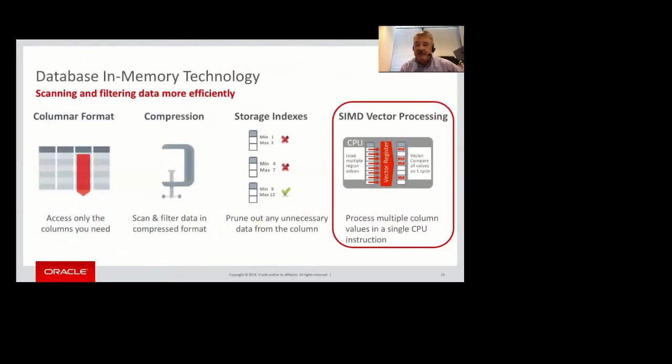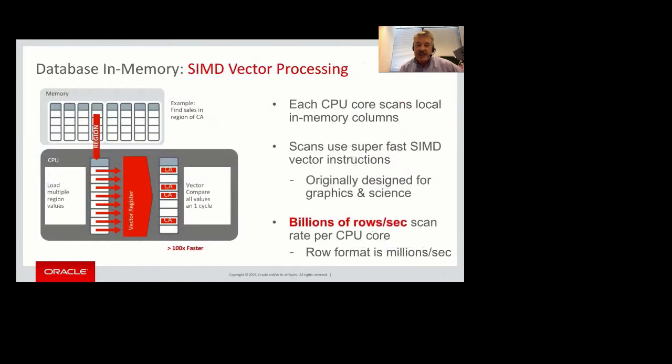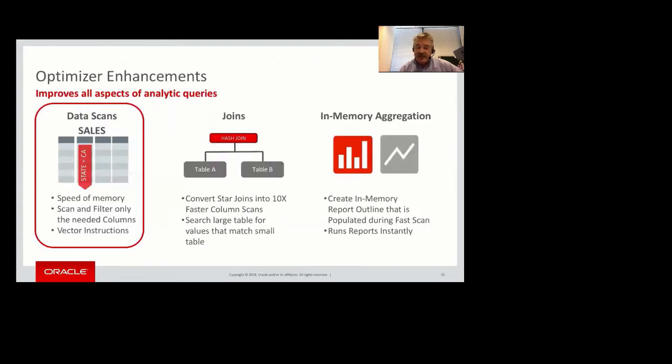In addition to that, we support SIMD vector processing, or single instruction, multiple data processing. Essentially, think of it as array processing. What it allows us to do is access multiple values in essentially one instruction cycle. This allows us to go from scanning millions of rows per second per core in the row store to being able to scan billions of rows per second in the column store. So those are the technology features of Database In-Memory.